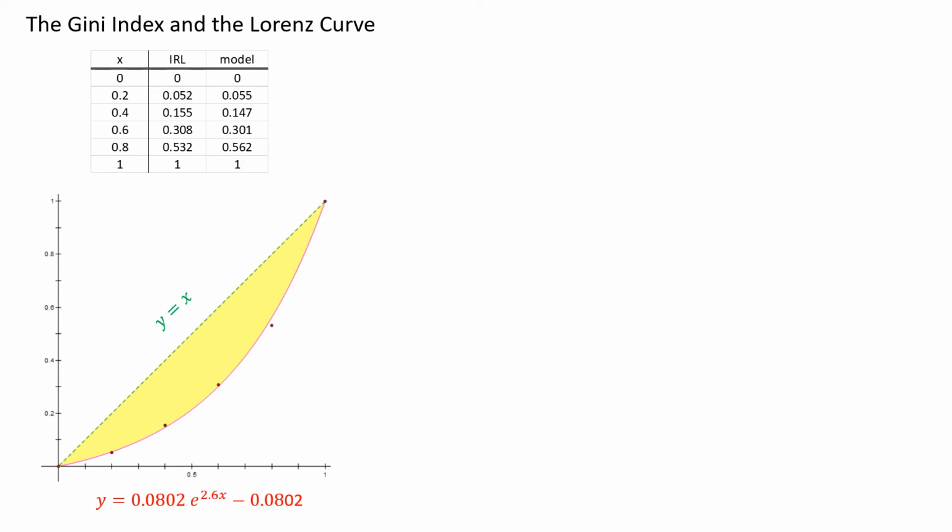So economists have over the years somewhat agreed that if we could find this area between an economy's Lorenz curve and the curve y equals x, that in some sense would be a measure of the country's inequality economically.